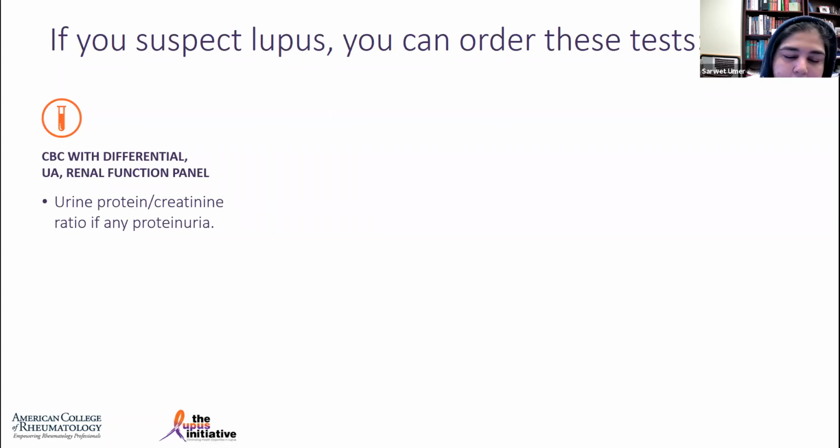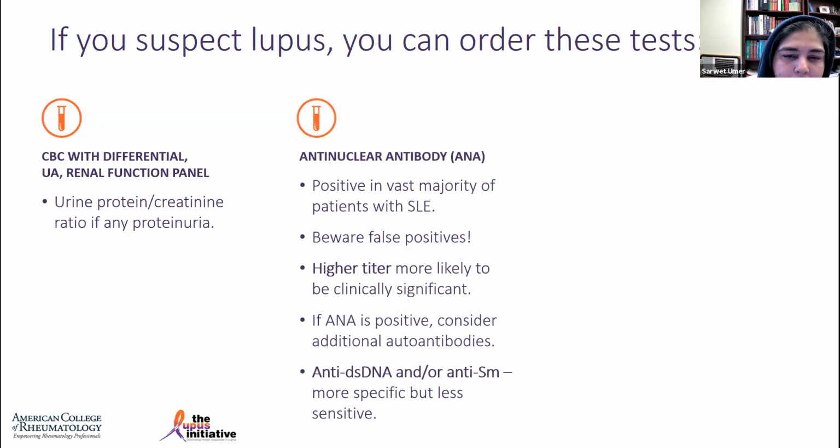We want the renal function panel because we're looking at whether the patient's serum creatinine is normal and albumin is normal. We ask for ANA, which is positive in the vast majority of lupus patients, but remember, it can sometimes be falsely positive. High titers are more clinically significant. If ANA is positive, then we will ask for other antibodies.